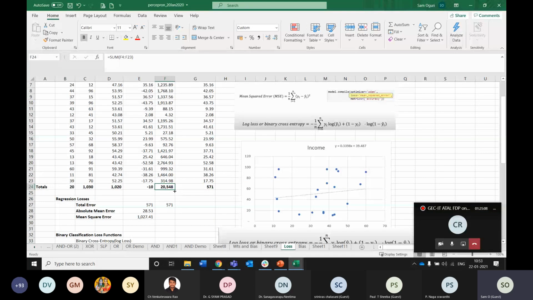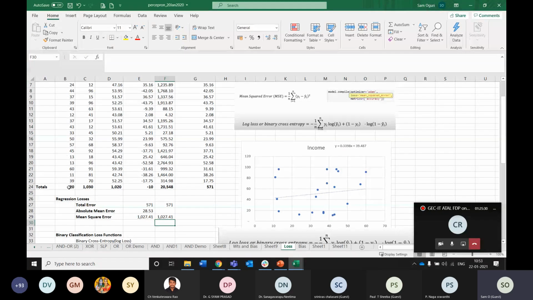Got it? So 20,574.8 divided by 20. You're understanding, right? You are getting 1027.41. That is your mean square error.